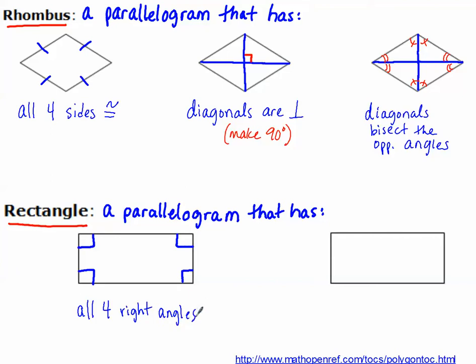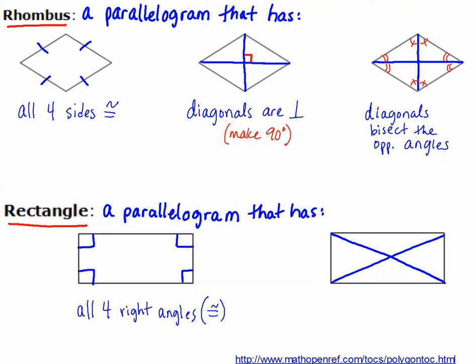They are all congruent. So all 4 sides are congruent, makes a rhombus. All 4 angles congruent makes a rectangle. One or the other. Either it's a rhombus or it's a rectangle. The other property has to do with its diagonals. If we draw the diagonals in this picture of a rectangle, hopefully you notice that the diagonals are the same size.